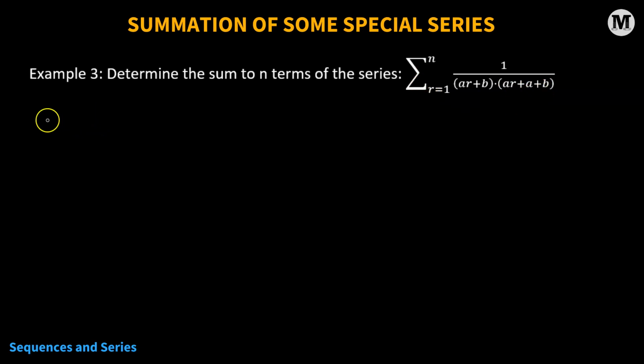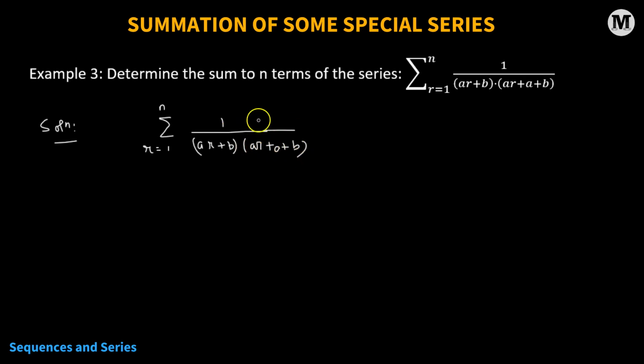Okay, let us begin. So we already have the summation given to us. So we have summation with r index going from 1 to n. We have the rth term given by 1 over ar plus b, multiplied to ar plus a plus b.